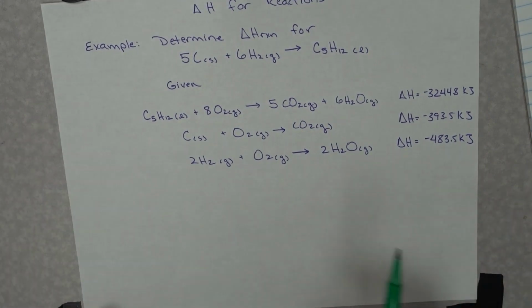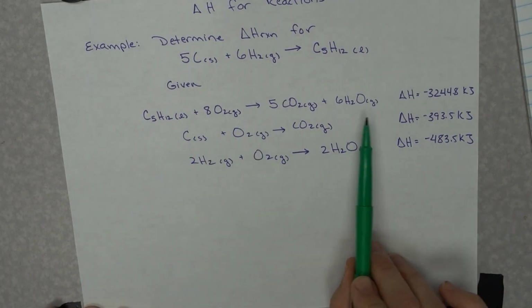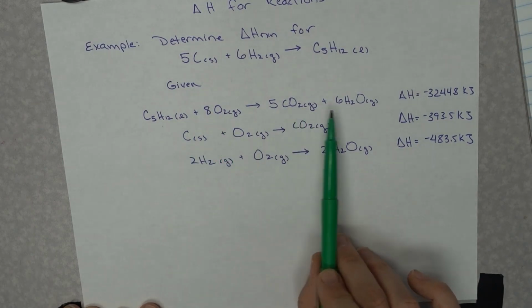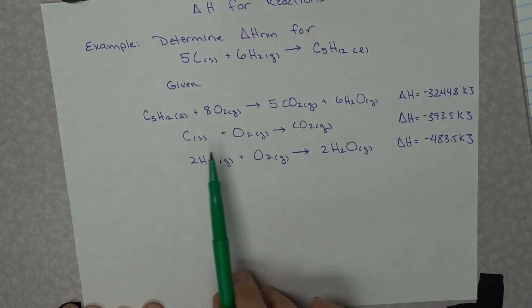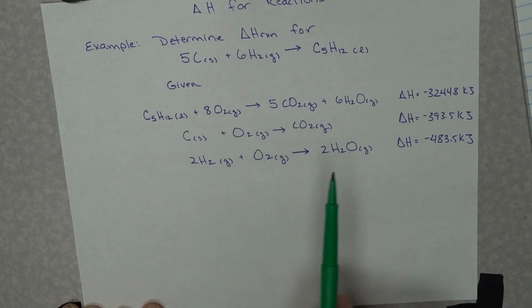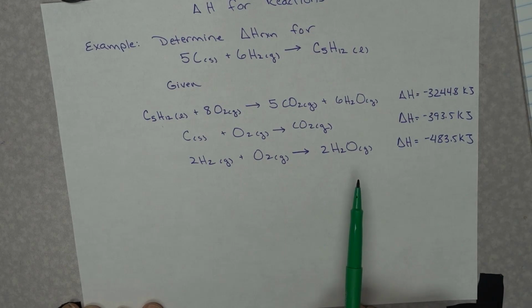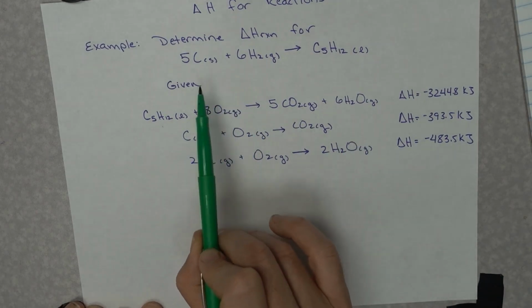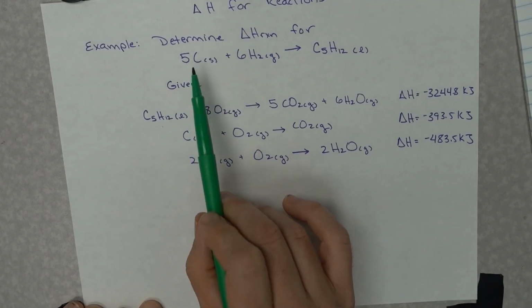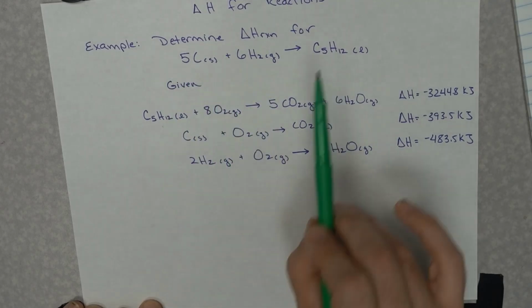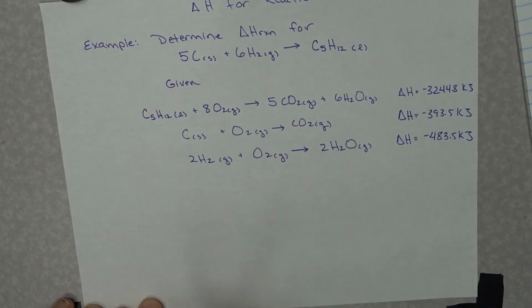So let's say that we're given these three equations here. C5H12 plus 8 oxygens goes to make 5 CO2s and 6 waters. Carbon plus oxygen makes CO2. 2 H2s plus O2 goes to make 2 H2O. And we want to use all of this information to figure out how much energy would be required or made when 5 moles of carbon and 6 moles of H2 go to make C5H12.